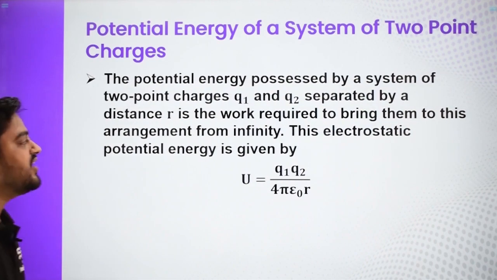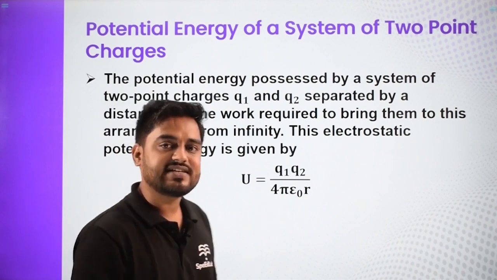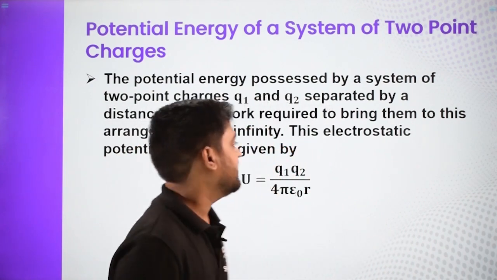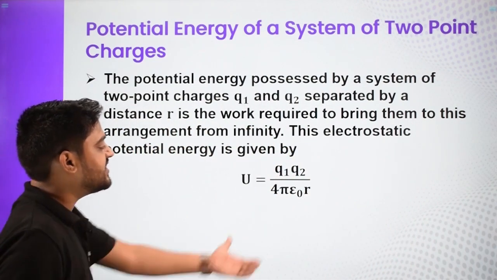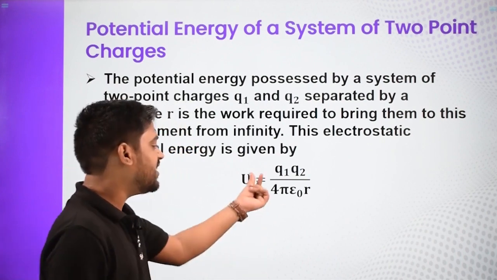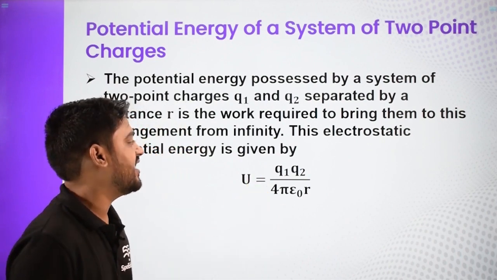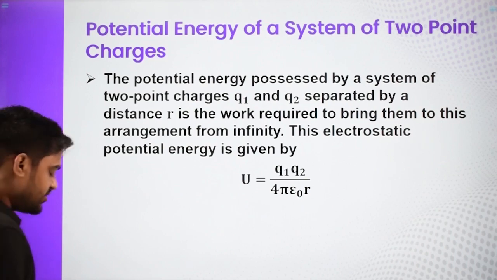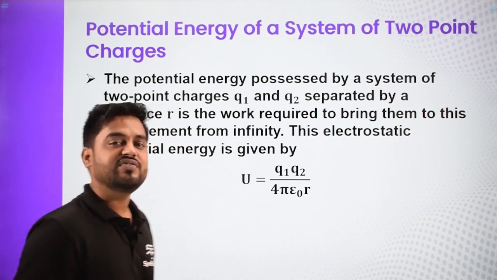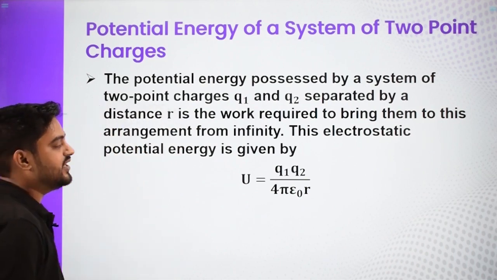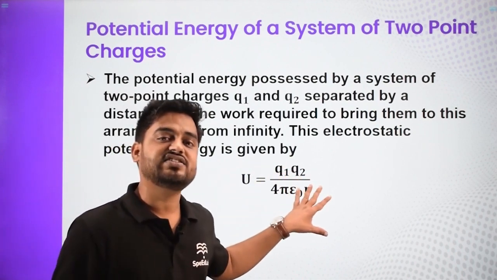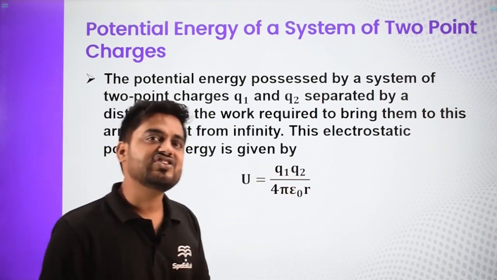So if there are 2 point charges Q1 and Q2, separated by a distance r, then the potential energy is given by k Q1 Q2 by r, or 1 upon 4 pi epsilon naught Q1 Q2 by r. Now how does this come about? By definition, this potential energy is nothing but the energy required.